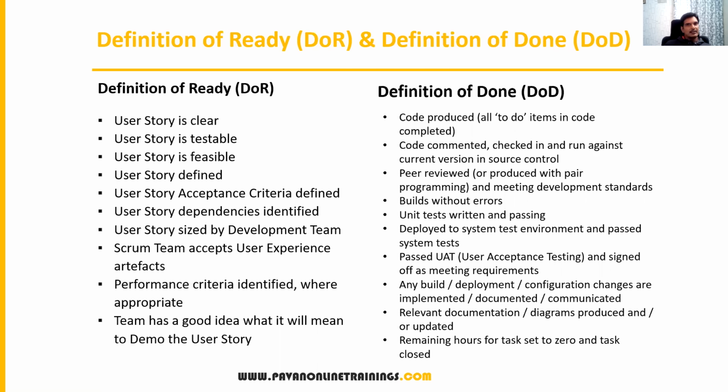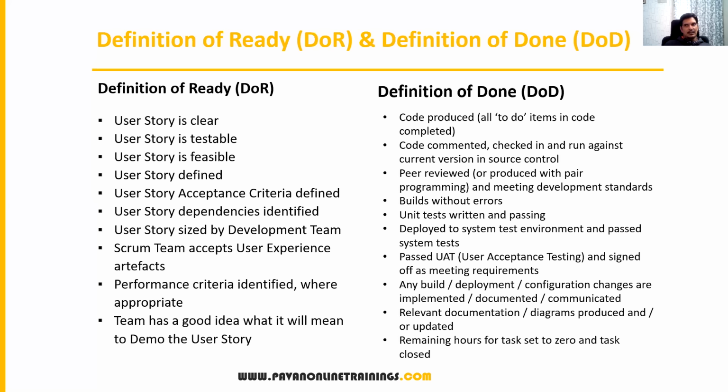So how can we define the readiness? A story should be very clear, testable, feasible, and clearly defined, and every story should have some acceptance criteria. If these parameters are clearly defined, then we can say that the story is ready for development and testing.